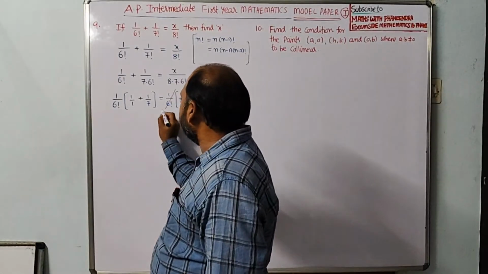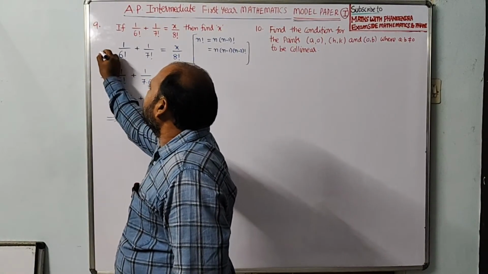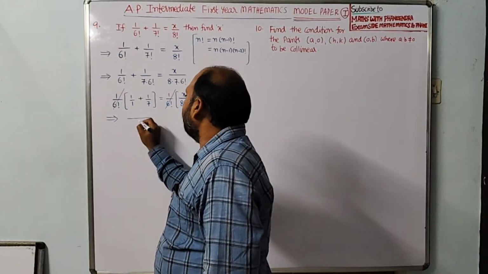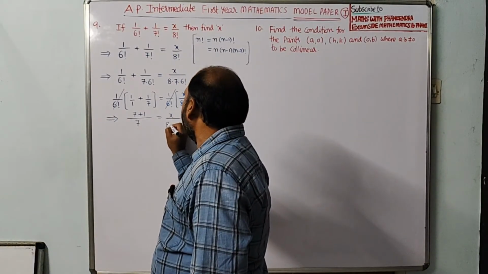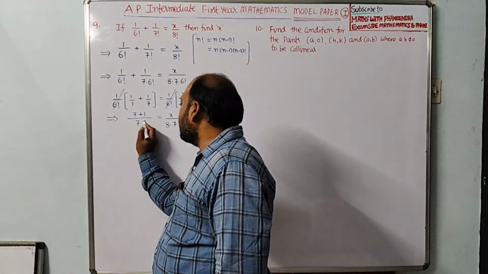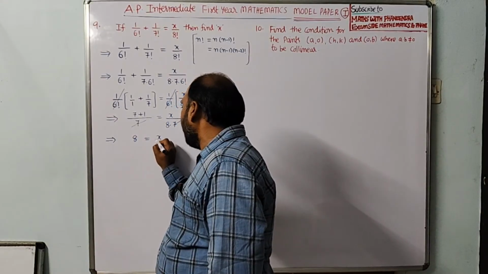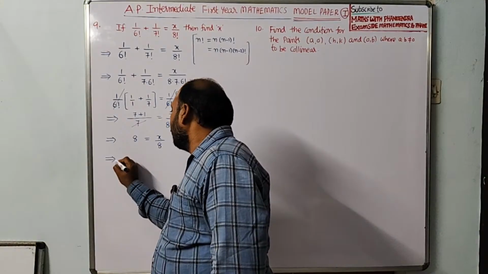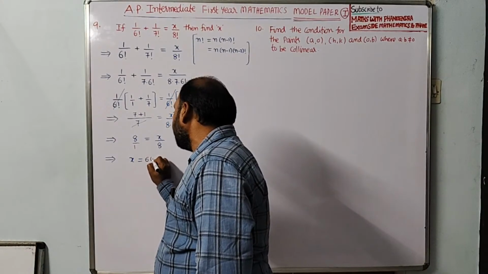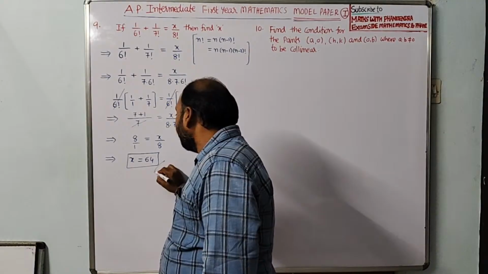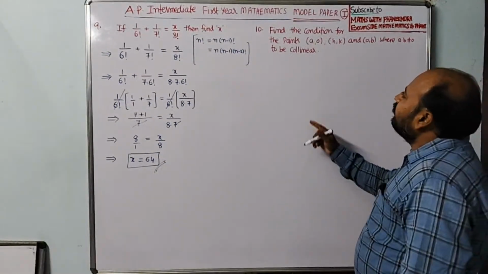On both sides 1 by 6 factorial you cancel. Take the LCM and simplify. 7 is the LCM: 7 plus 1 is equal to x divided by 8 into 7. On both sides the denominator 7 also gets cancelled. 7 plus 1 is 8, equal to x by 8. Cross multiply: x is equal to 8 into 8, which is 64. Therefore, the value of x is 64. I hope everyone understands this, students. So this is the method.